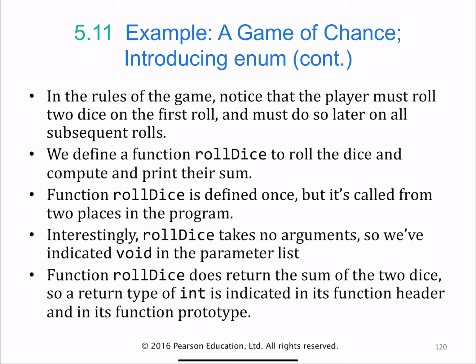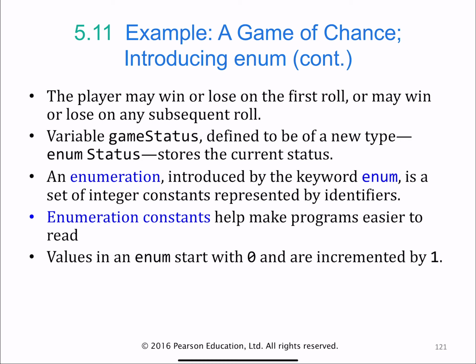So yeah, this is basically a written description of the entire program, which I just explained. So yeah, roll 2 dice. The first roll decides whether you win immediately or lose. So that's the rules. So enumeration, we just saw that in action, makes your code more readable.